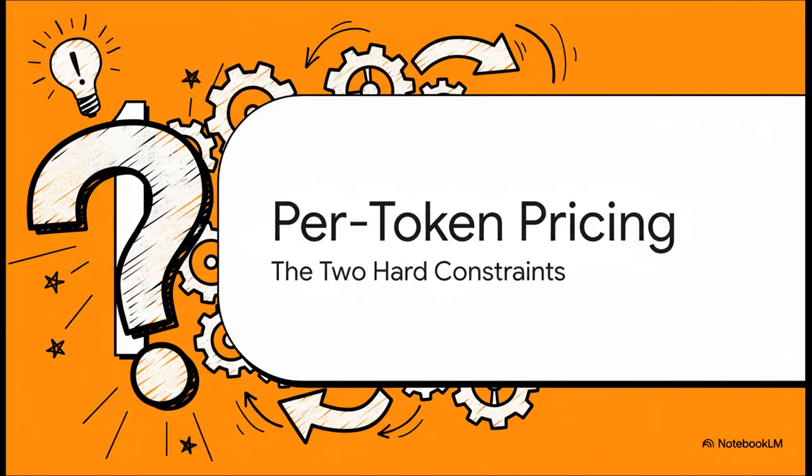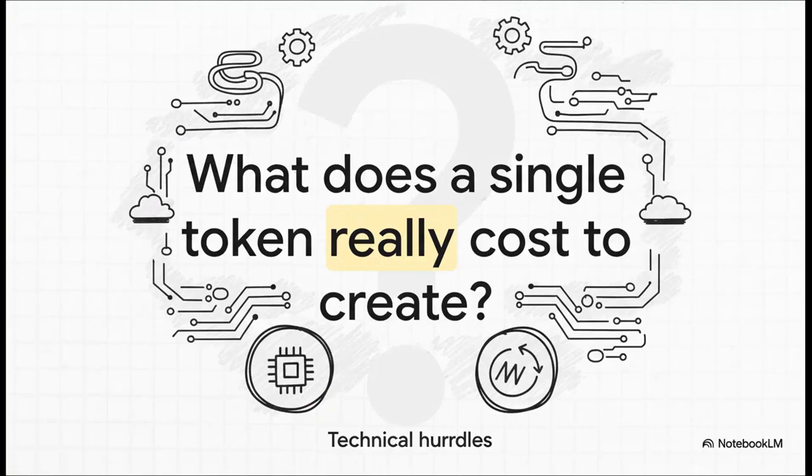That per token price you see on the billing page, it's not arbitrary. It's the result of every single provider fighting against two incredibly difficult technical constraints. So what does it really cost to generate one of those tokens? It sounds like a simple question, right? But the answer is actually buried inside a super complex optimization problem. And it all comes down to two major hurdles that every LLM serving system is constantly battling.